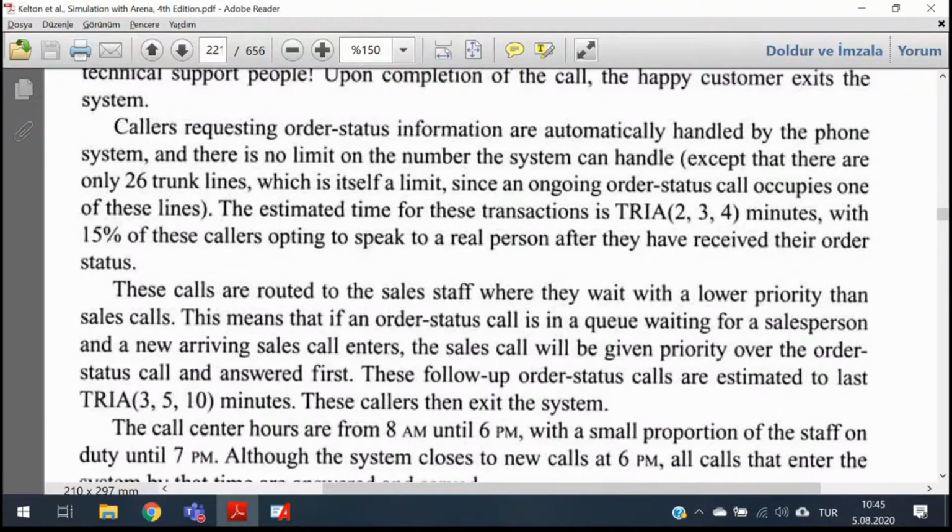So these 15% of the calls are routed to the sales staff, where they wait with a lower priority than sales calls. This means that if an order status call is in queue waiting for a salesperson and a new arriving sales call enters, the sales call will be given priority over the order status call and answered first. These follow-up order status calls are estimated to last a triangularly distributed amount of time with minimum 3 minutes, maximum 10 minutes, and most likely time of 5 minutes. These callers then exit the system.